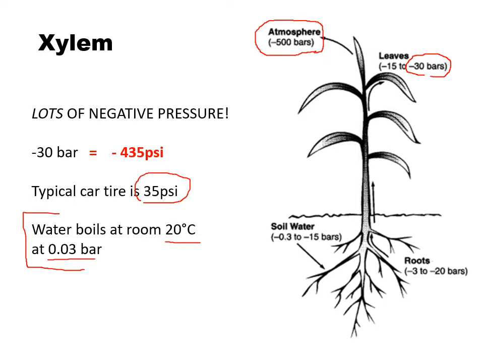So negative, like a few psi. I mean, that's astonishing, right? So that means that there's enough negative pressure inside the plant that the water should boil. If you're having a hard time understanding this, think of it like this.